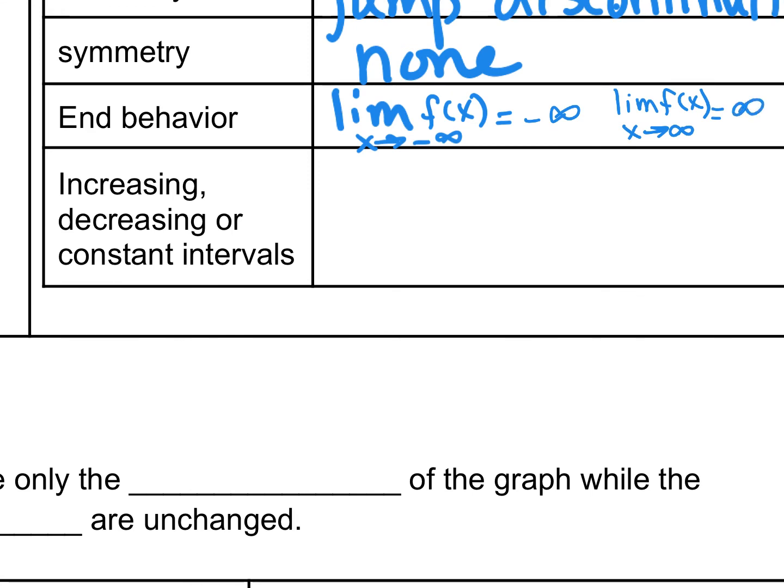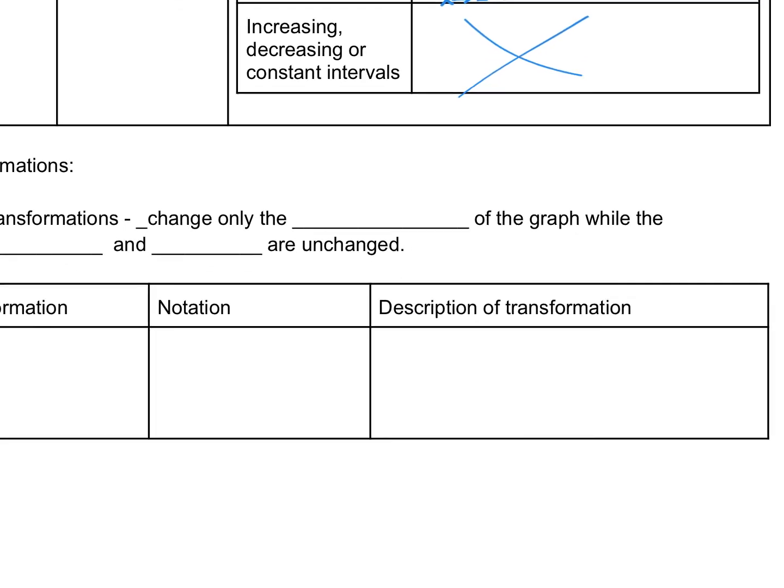Is this guy increasing, decreasing, or constant? Both. So guess what? It is constant in between, but then it is also increasing. So we just don't even, it's too complicated to try to write it as that. It's really weird. All right, let's finish up.